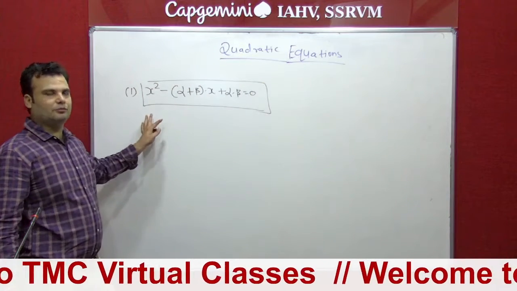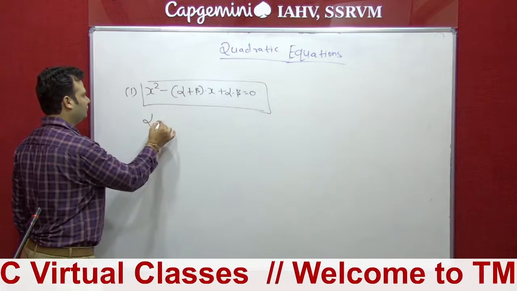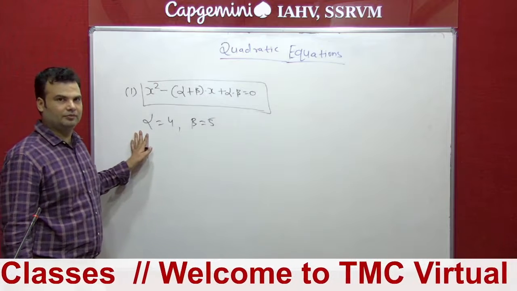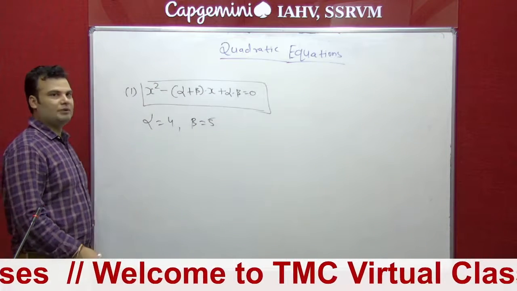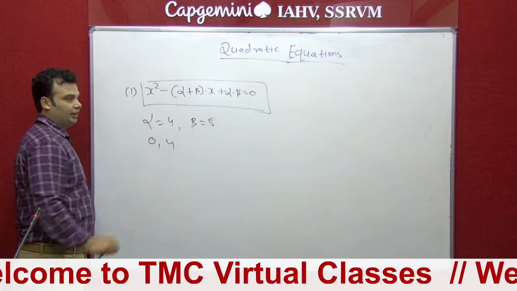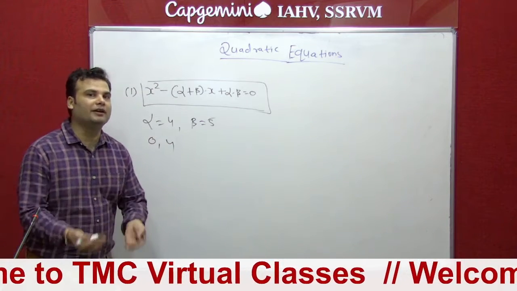Suppose alpha and beta are given. Alpha is suppose 4, beta is 5. Suppose this is given as the roots of the equation. Or they will also provide you either 0, 4. So the first one is your alpha, the second one is your beta. And that time we have to form the quadratic equation.